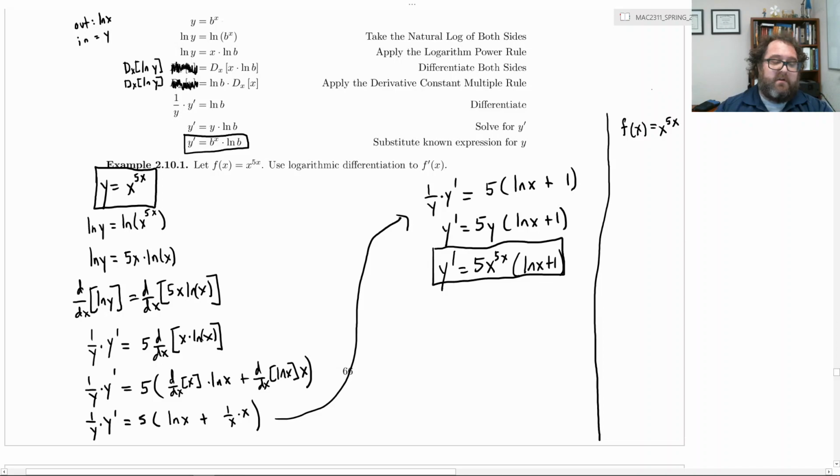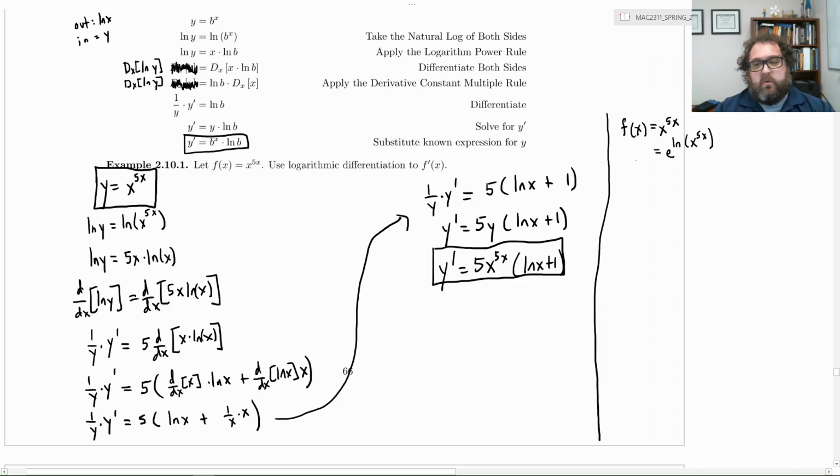And here is what you have to know. Now to do this, you really have to be on top of your properties of exponents, because here's what you can do. You could say that you can rewrite f of x as e to the natural log of x to the 5x. That's just using the known fact that e and natural log are inverse functions. So e to the natural log of anything is equal to that argument. So that's just algebra, no calculus there.